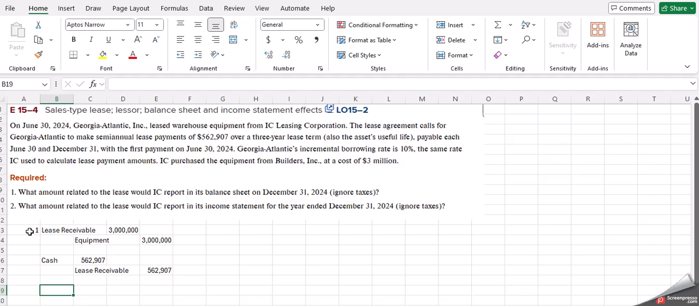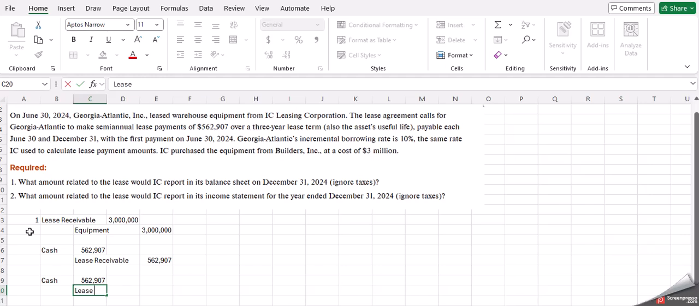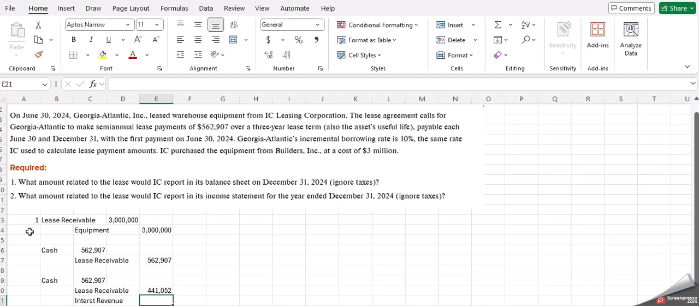Then at the year end, they would do the same entry as the other one. They would receive the cash for the 562,907. They would reduce their lease receivable by that 441,052. And then the difference would be interest. Now, in this case, that would be revenue, because again, they're on the other side.